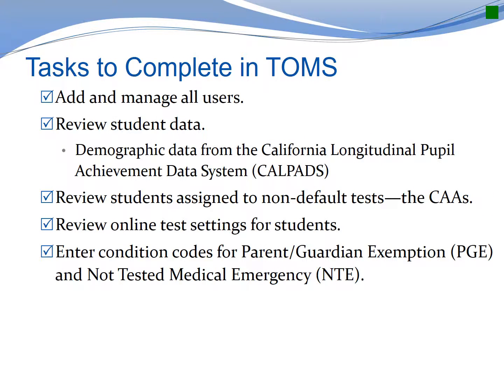Tasks that need to be completed in the Test Operations Management System, or TOMS, are adding and managing all users, and reviewing the student data. The demographic data is pulled from the California Longitudinal Pupil Achievement Data System, or CALPADS. If data is incorrect, it must be corrected in Aries so that CALPADS can be updated. Review students assigned to the non-default test, the California Alternate Assessments. Review online test settings for students, and enter condition codes for parent-guardian exemption or not tested due to medical emergency.